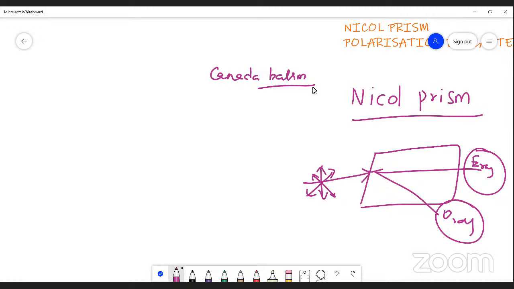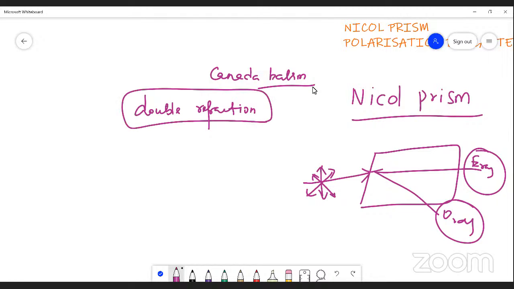When unpolarized light is passed through the Nicol prism, it splits into the ordinary ray and the extraordinary ray by double refraction. The construction of the Nicol prism is based on the phenomenon of double refraction. This is the principle of the Nicol prism. Another very important point: its length is 3 times its breadth.